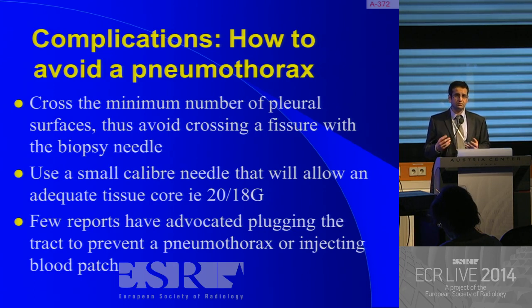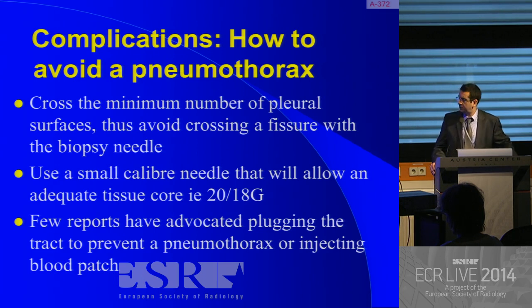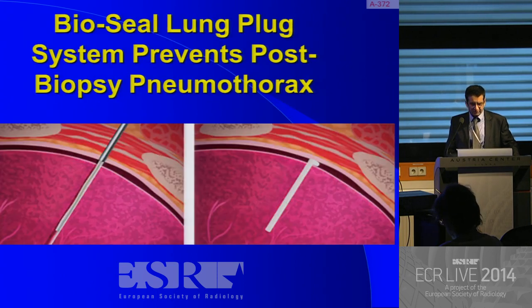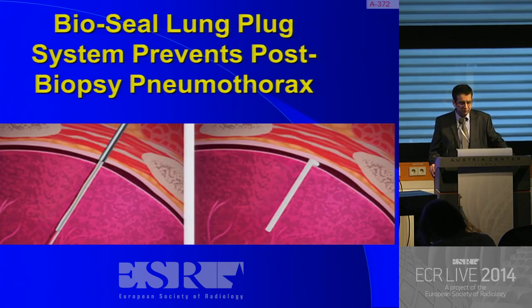It is advised to use smaller caliber needles, 20 gauge, 18 gauge, to reduce the risk, and also to try and biopsy perpendicularly across the pleura rather than obliquely, so you're cutting across the smaller surface of the pleura. Some reports have also suggested plugging the biopsy or injecting a blood patch. An example here of a BioSeal lung plug system. It is not a system we routinely use in the UK, however.